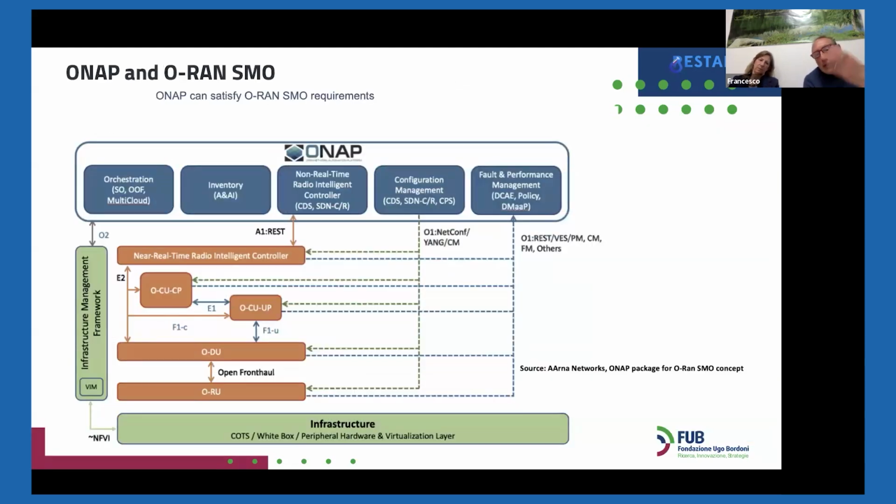And here you can see an example of ONAP operating over a RAN scheme, that is the lower part. So the ONAP part tries to cooperate with each element of the RAN devices that Marina explained before, the DU part, the RU part, and so on. Next slide, please.